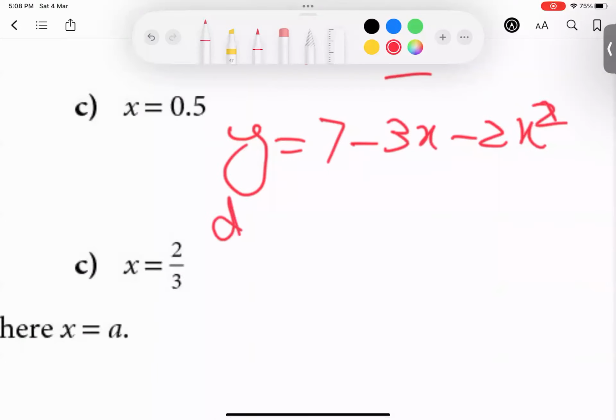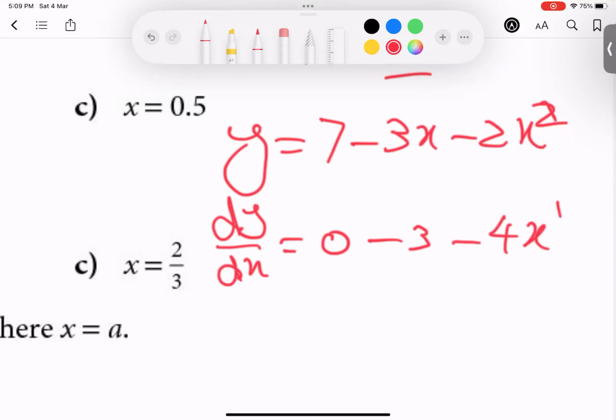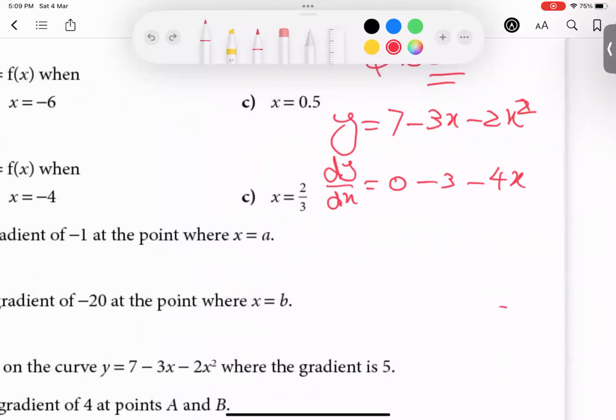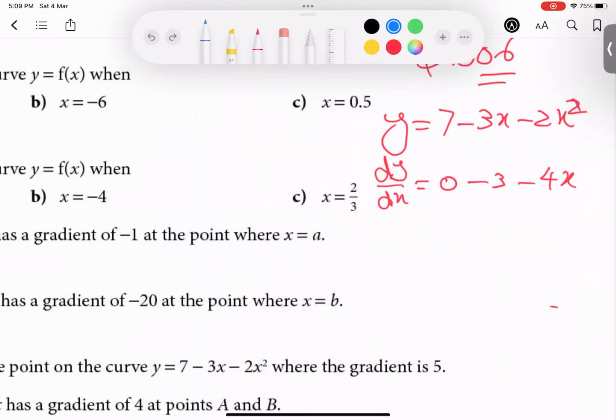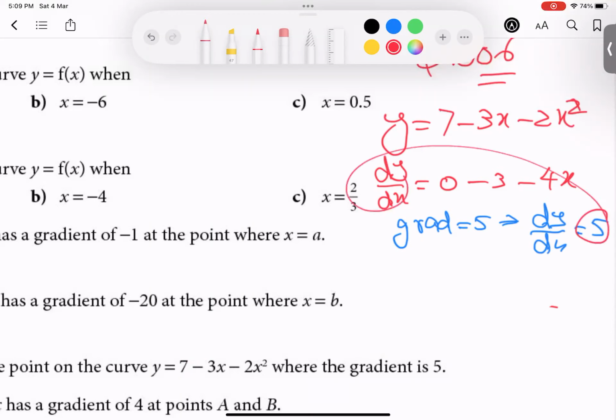So job number 1, you'll find the derivative. All of you know, the derivative of 7 is 0, and of 3x is 3. Become expert now, and 2 comes down and the power becomes 1 less. So the 1 you write or you don't write, no problem. But he said that the gradient is equal to what? The gradient is equal to 5. So no problem. I'm writing here gradient is 5. So I can say that dy over dx is 5. So the game is not finished. This 5 I will plug in here.